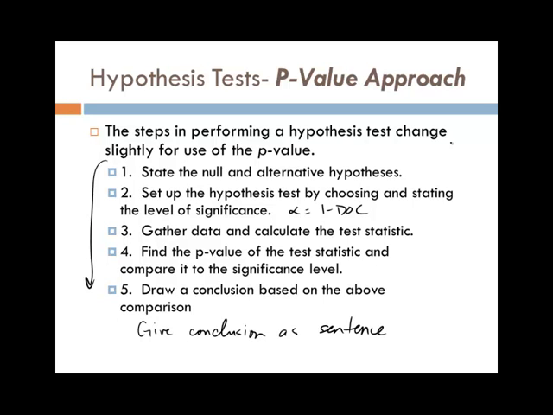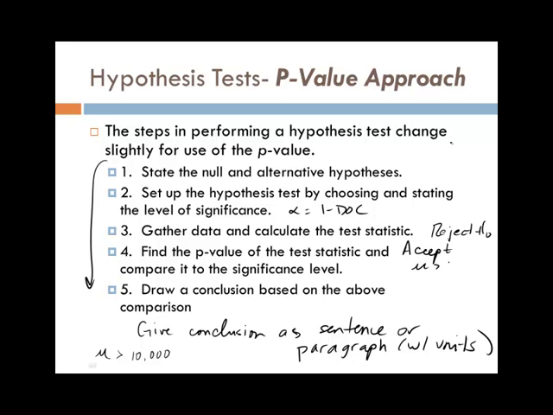We don't want to just say, fail to reject H0, and then move on with our day. We actually want to put that back into context with units. So if the units were rubber duckies, and the claim was that the mean number of rubber duckies produced per day was greater than 10,000, and let's say that we rejected the null hypothesis, which means that we accept the alternative hypothesis that the mean number of rubber duckies was greater than 10,000 per day.